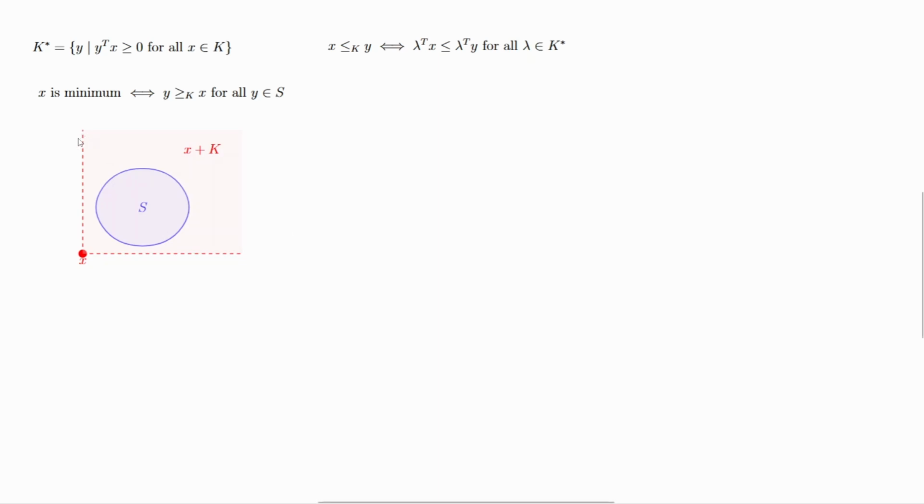So just as an illustrative example, pretend that x is in the set S. I know it's not the case here, but let's just pretend that it was. Then, just geometrically, we can see that x is indeed the minimum element. Why? It's because all the elements that are comparable to it in R2, in this case the set K is R2, are to the right and above this element.